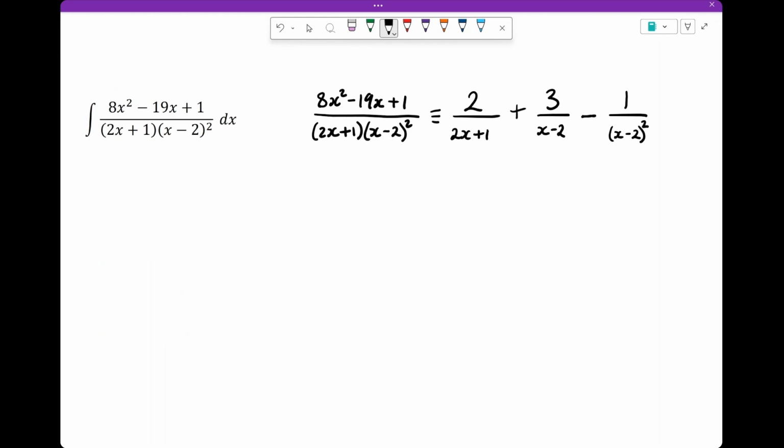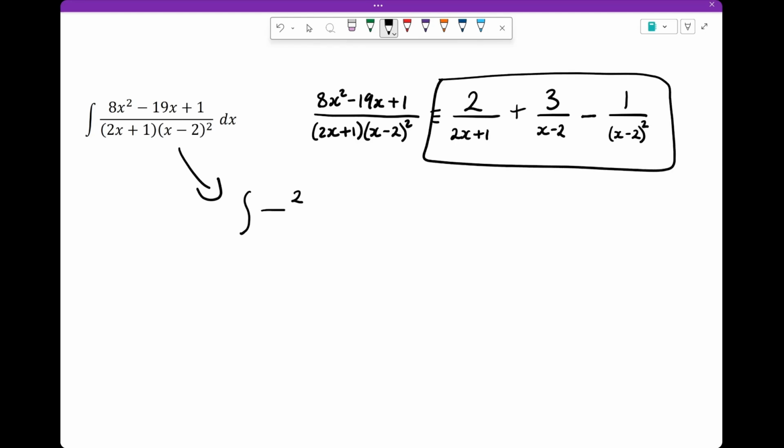So what I'm now going to do is rewrite my original integral using the partial fractions I've found. So this will become the integral of, and it's going to be these 3 fractions here. Okay, so we got the 2 over 2x plus 1 plus the 3 over x subtract 2, and then finally subtract the 1 over x subtract 2 to the power of 2. And because we got 3 different terms, they're split by addition and subtraction, I'll put them in brackets and then write the dx here.